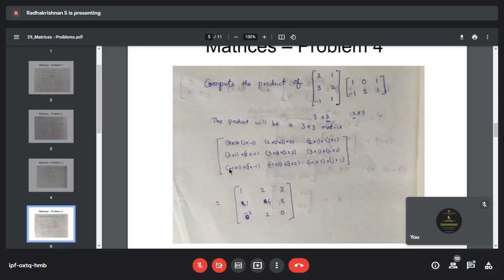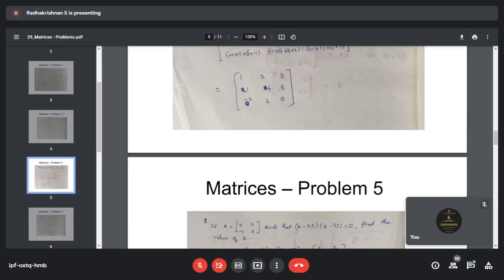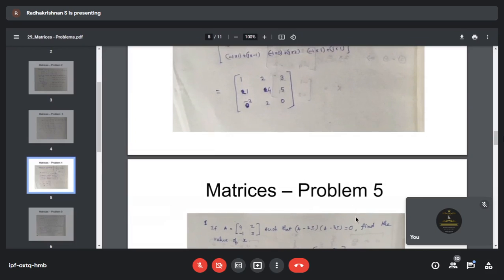Let's go to the next problem. Okay. Now it's given that matrix A is 4, 2, minus 1, x, such that A minus 2I into A minus 3I is equal to 0. Then find the value of x.